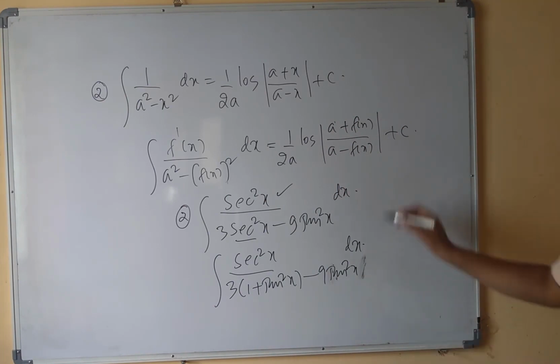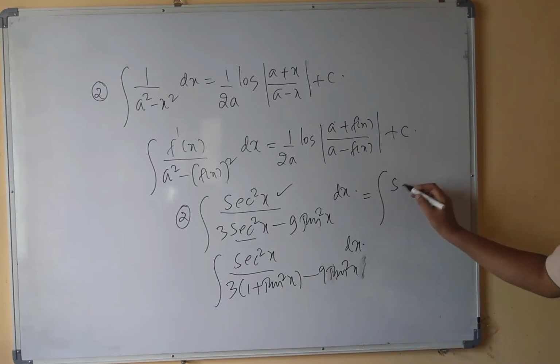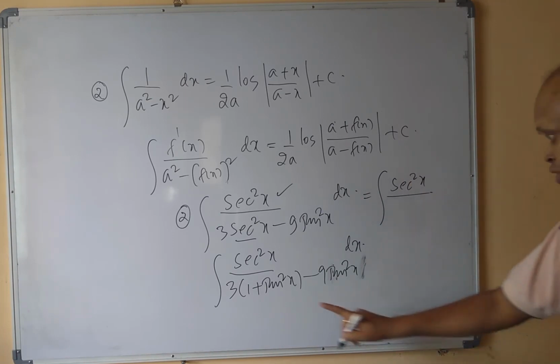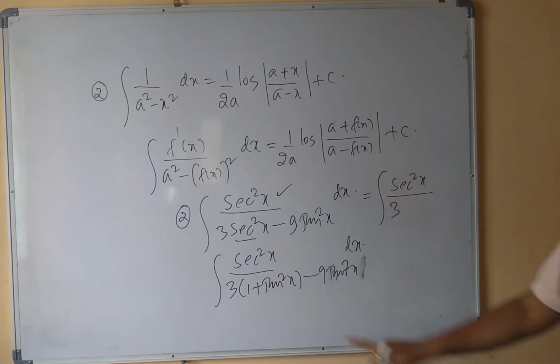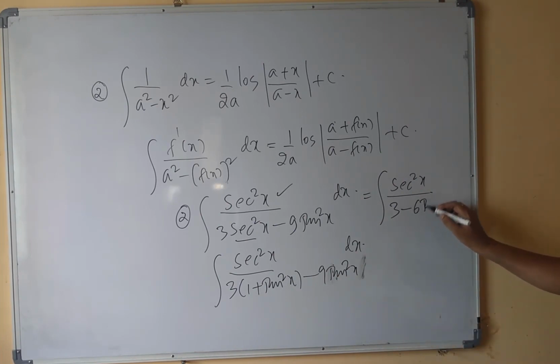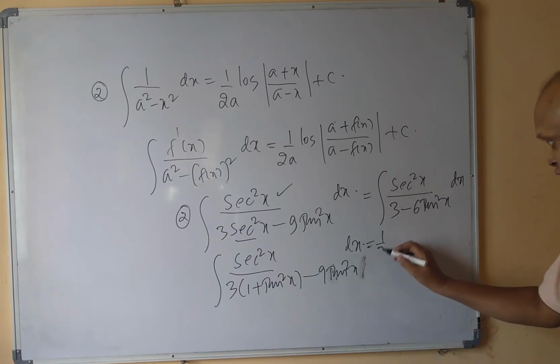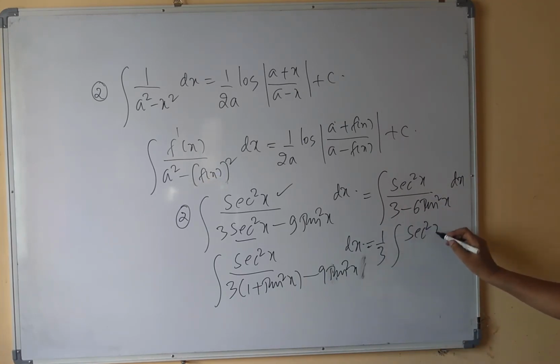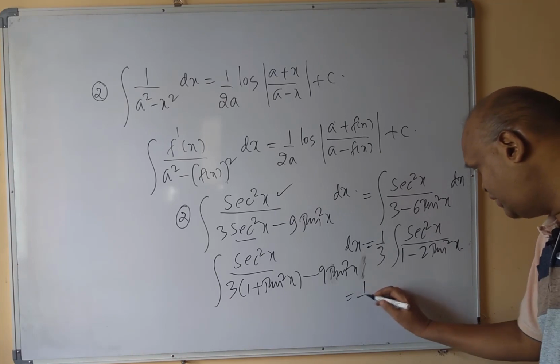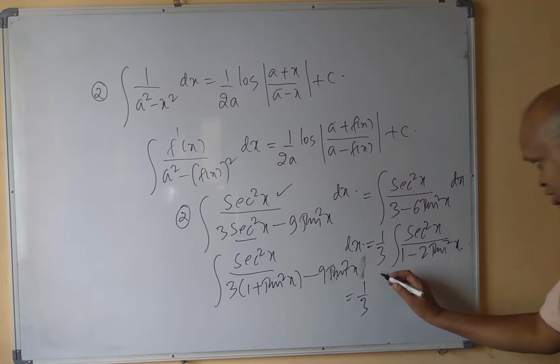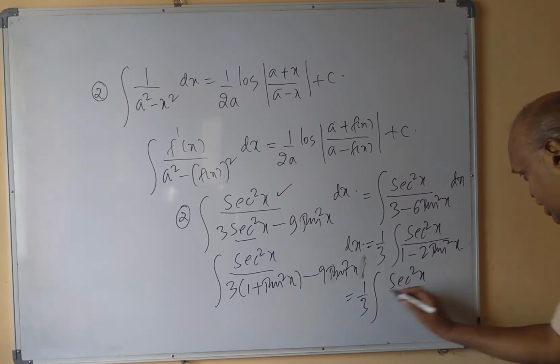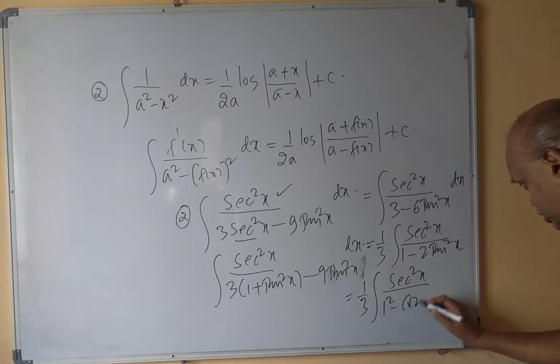So it is definitely going to be the integration of sec square x over 3 plus 3 tan square x minus 9 tan square x, how much? Minus 6 tan square x. You can take 3 common: 1 by 3, sec square x upon 1 minus 2 tan square x. So 1 by 3 definitely, sec square x divided by 1 square minus (root 2 tan x) whole square.